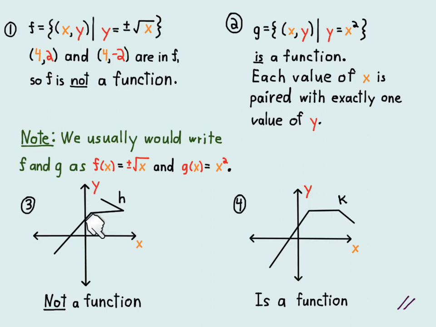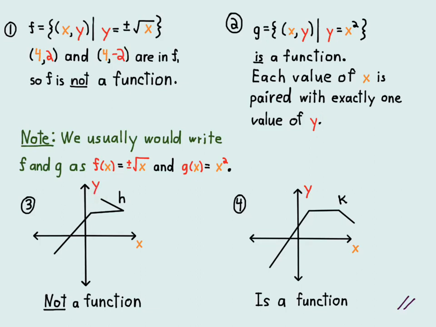Or if you want to think about it this way, this one here gives you a y value here. If I go up to the second one, it gives me a y value here. So the first coordinate, the x coordinate, is being paired with two different y coordinates. So it's not a function.